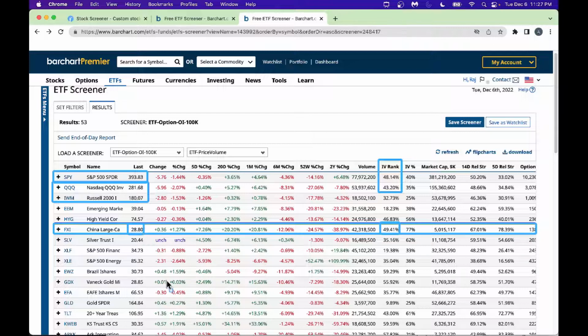And we got a few more here. We got KWEB, again a Chinese ETF here. Look, it's also doing pretty well. High IV rank. You could sell some put options here also. So these are my favorite things here.